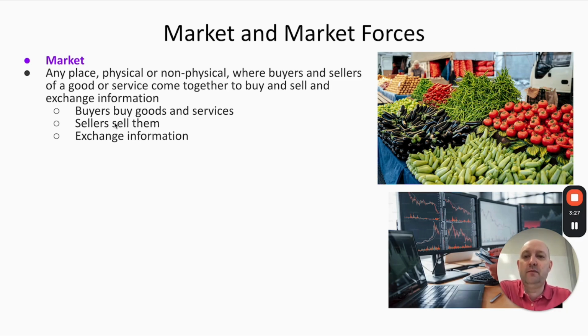So in a market, buyers buy goods and services. Let's use a supermarket, for example. Buyers go and the supermarket sells to us, and buyers can buy goods and services. Sellers can sell them, and we also exchange information. By exchange information, maybe we go to the supermarket and look at the prices, or maybe you go to a shoe shop and ask, how much is this pair of shoes? You're trying to work out how much things cost so that you can make a decision about purchase.